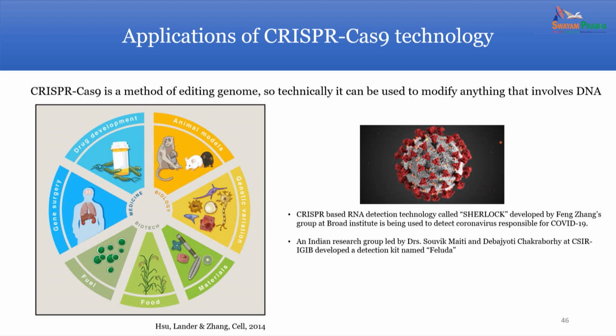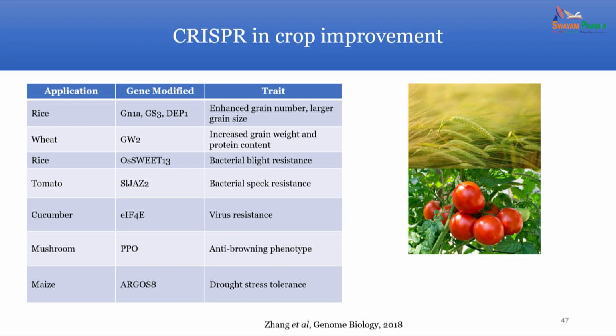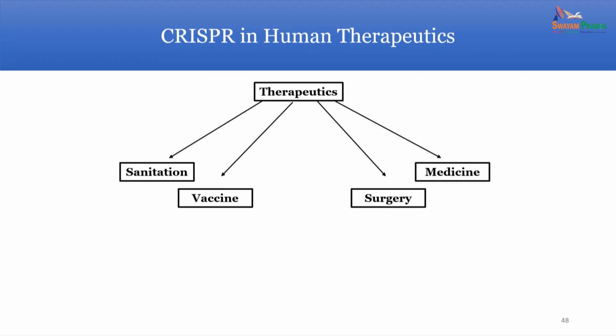So this was used in the detection of COVID, the coronavirus, during the pandemic. It has multiple uses. It has already been used to improve the efficiency of crops. It has also been used as a therapeutic.